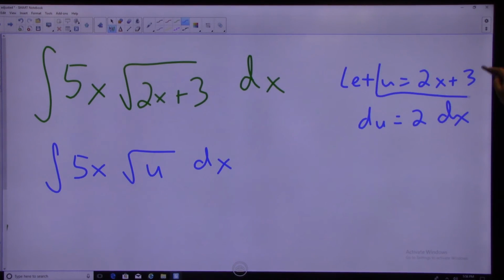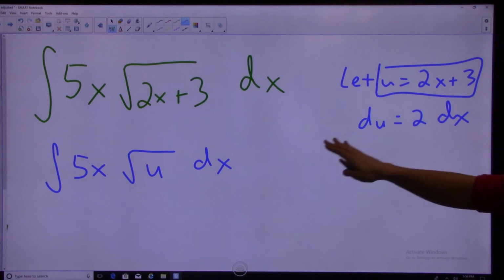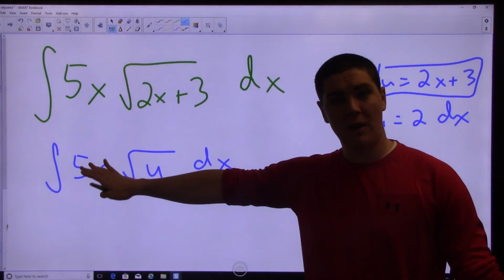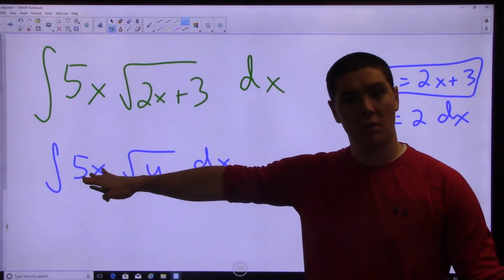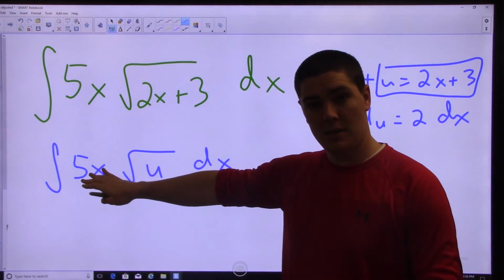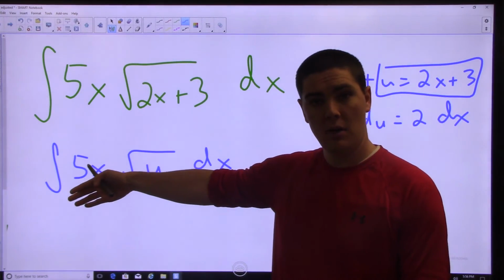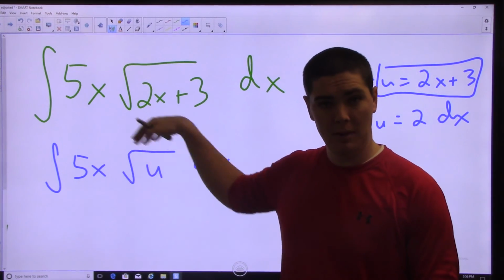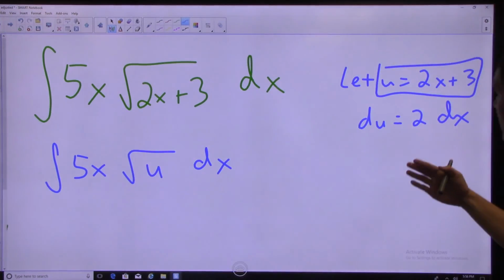Everybody see this equation we let u equal to? It's 2x plus 3. What if I rearrange that? What if I figured out what x is? What if I found x with respect to u? What if I rewrote x as an expression with u in it? Then we'd have all u's in here. That might help us out a lot. So let me explain what I mean by that.